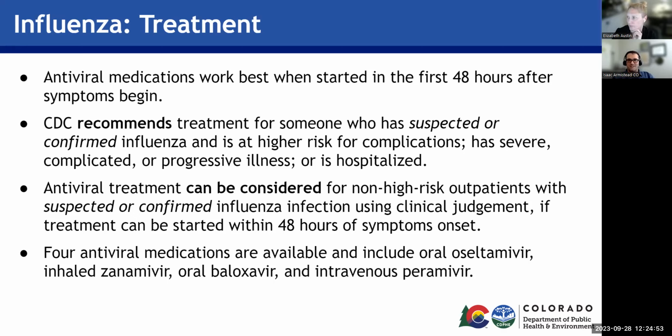So the second bullet point here, CDC recommends that treatment for someone with high risk complications can begin even before there's a confirmed diagnosis of flu. So that's the suspected influenza piece. And then, of course, confirmed for people who are high risk of complications, but then also those who might be having some complicated disease, progressive illness, so it's getting worse, or in the hospital. And so CDC gives that strong recommendation to treat with the medications that we have available in this situation.